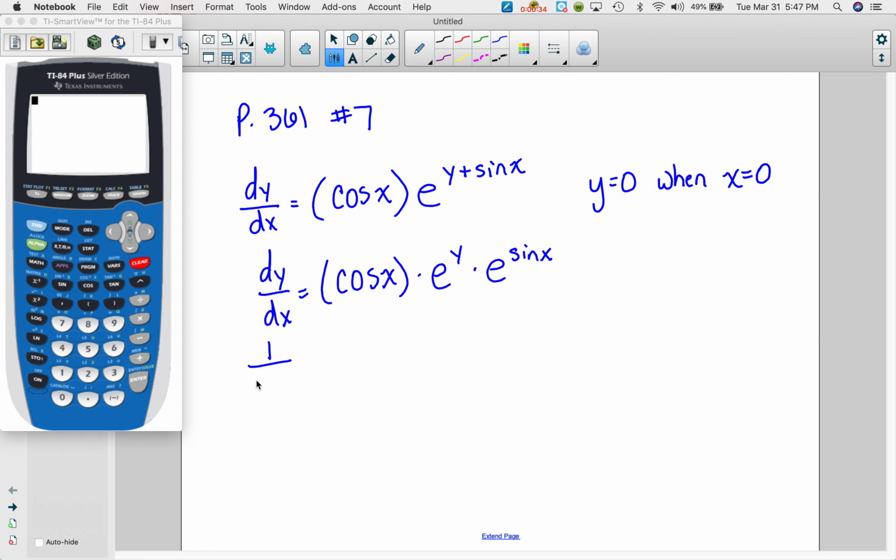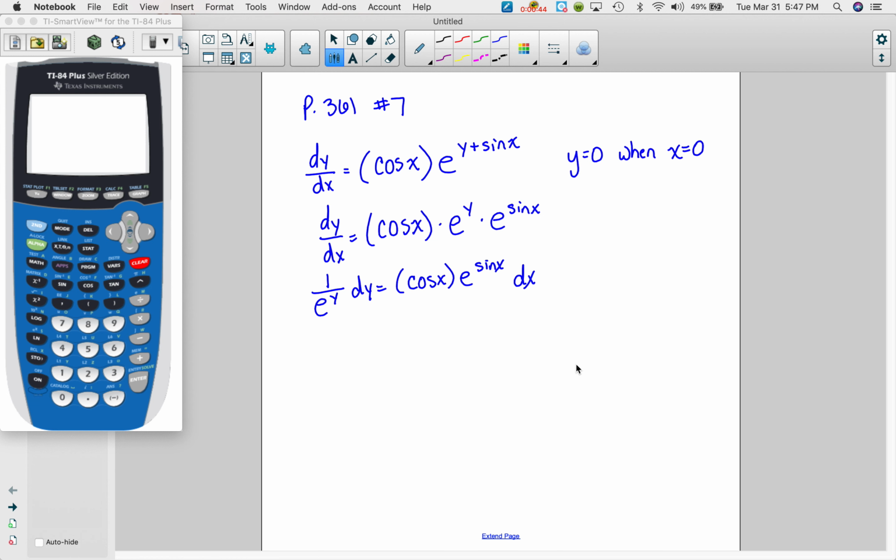So I'm going to have 1 over e to the y dy equals cosine x e to the sine x dx. And then from there, I'm going to write this as e to the minus y dy. And on this side, we're going to use a u substitution. Notice that the derivative of sine is cosine, so I'm going to let u equal e to the sine x. Let me rephrase that.